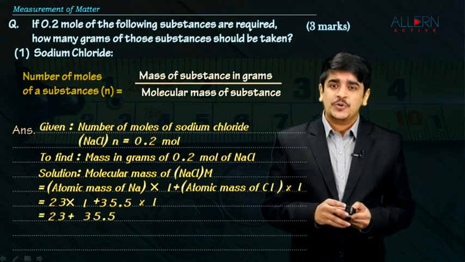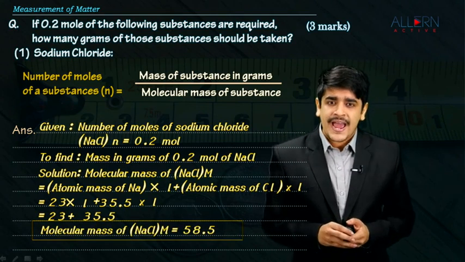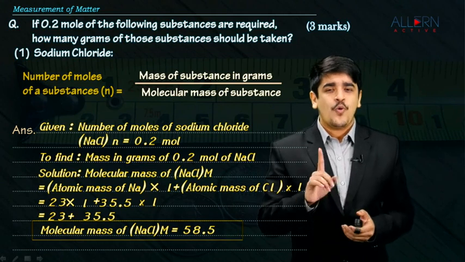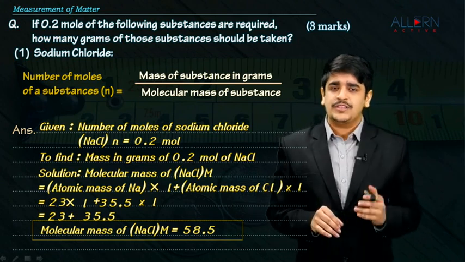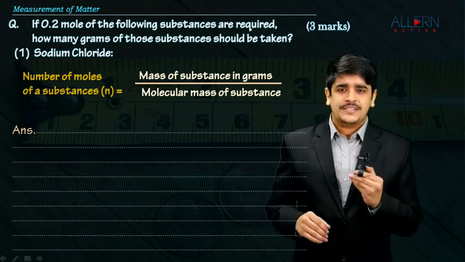I get my total answer as exactly 58.5 grams of sodium chloride is 1 mole of sodium chloride. That is something that we must remember because we will be substituting this value in the next part of this sum. Let's continue.